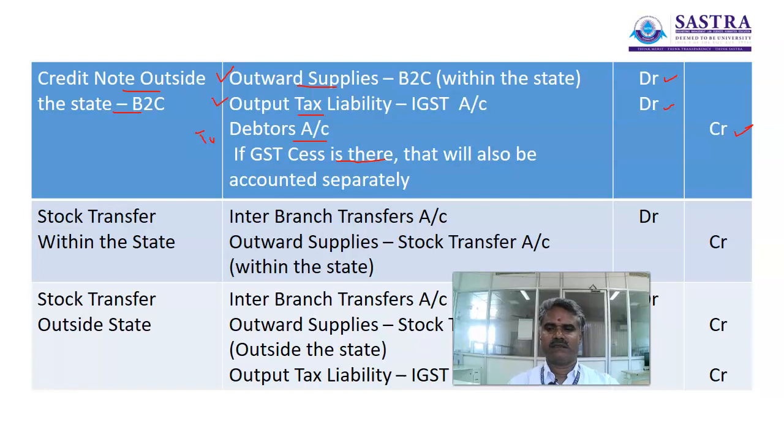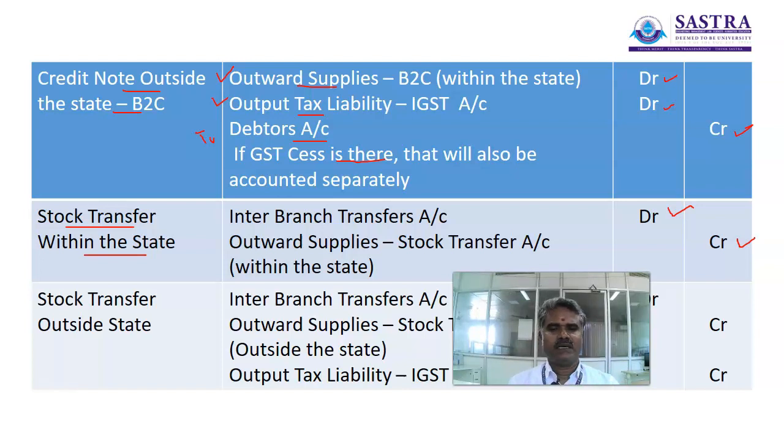The next one is stock transfer within the state. Inter-branch transfer, account debtor to outward supply, stock transfer within the state. Here you need not charge CGST, SGST, UTGST or IGST because you transfer goods from one branch to another branch. It is called mutual transfer. No entry for mutual transfer.